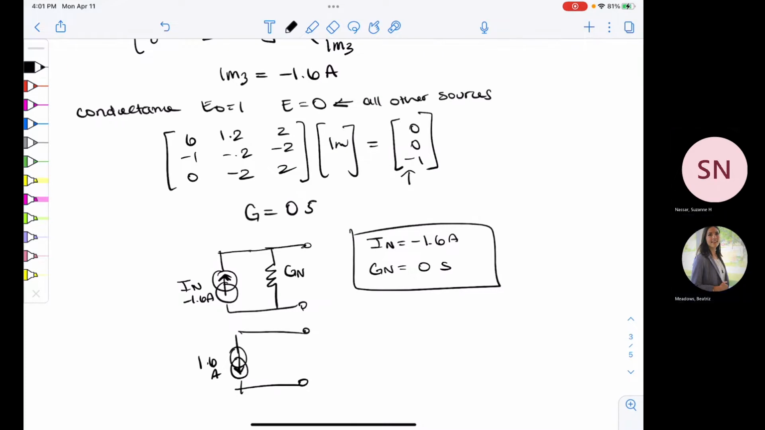Is that good for everybody? It's negative GM. So it would be negative.